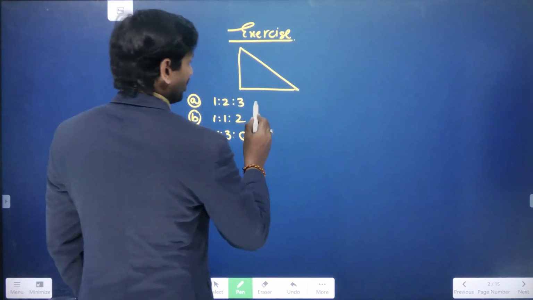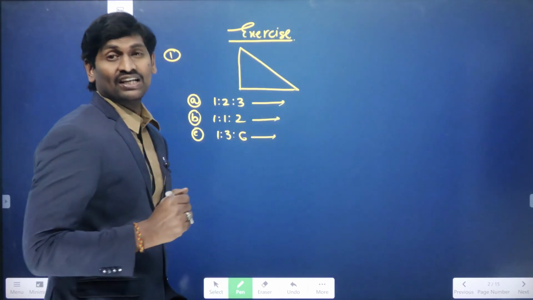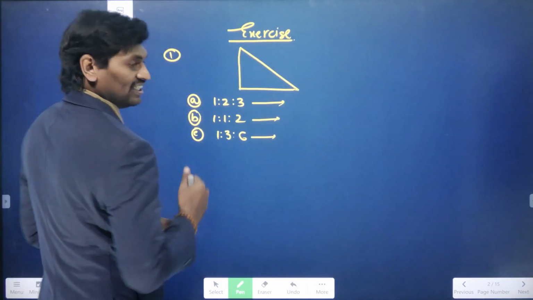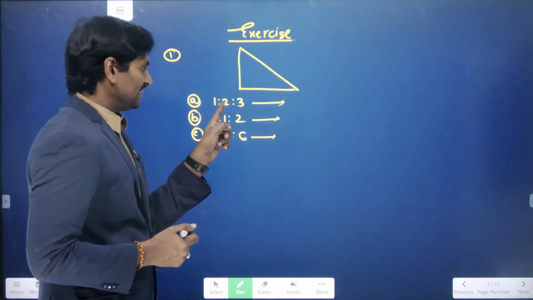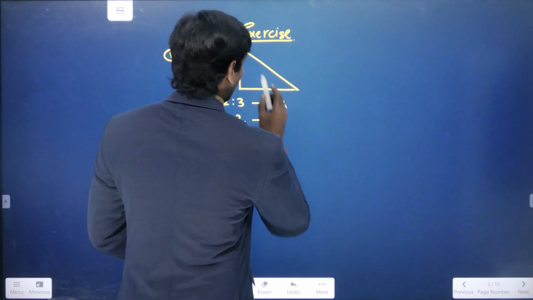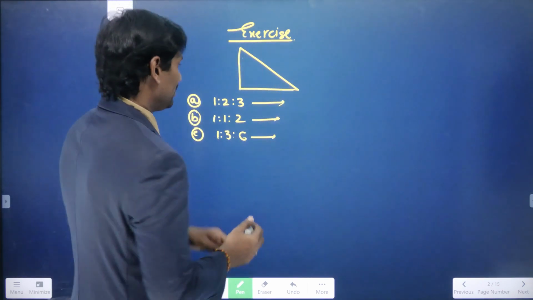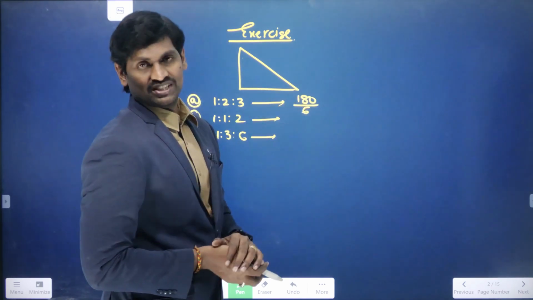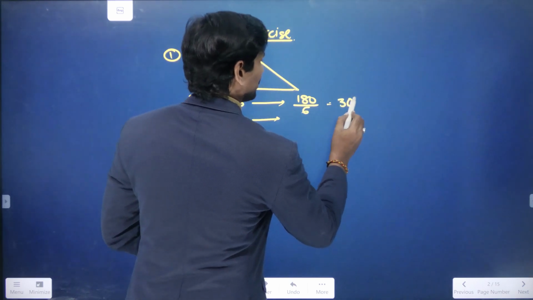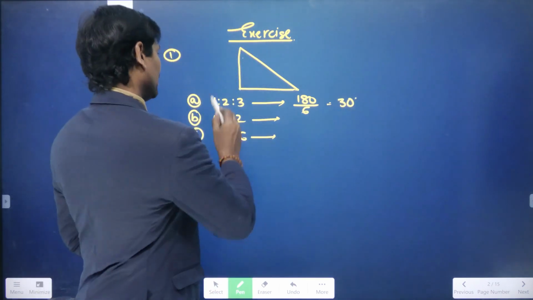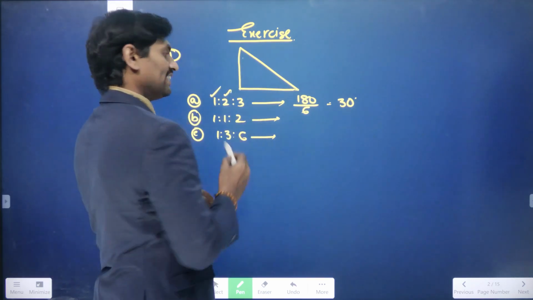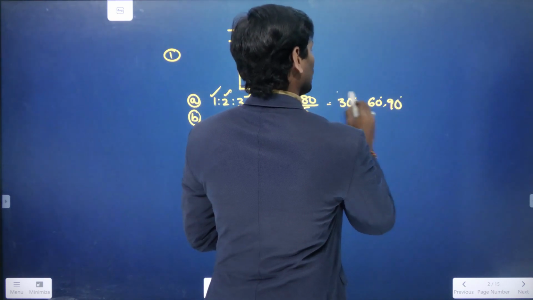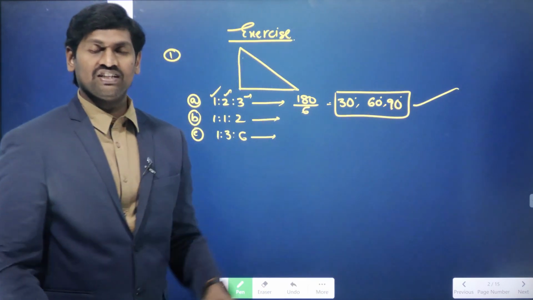So right angle triangle means what? In a triangle, any one of the angles is 90 degrees. Now take the angle ratio 1:2:3. 1 plus 2 plus 3 is 6. We already know the sum of angles in a triangle is 180, so 180 is divided by 6. What angle do we get? 30 degrees. That means one part is 30 degrees, two parts 60 degrees, three parts 90 degrees. So the angles are 30, 60, 90. It can form a right angle triangle because we have a 90 degree angle here.